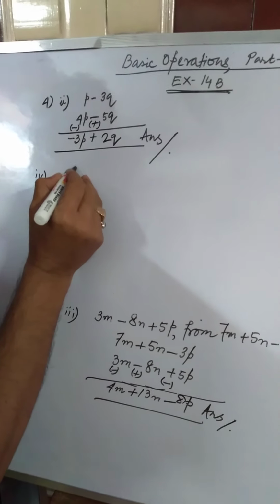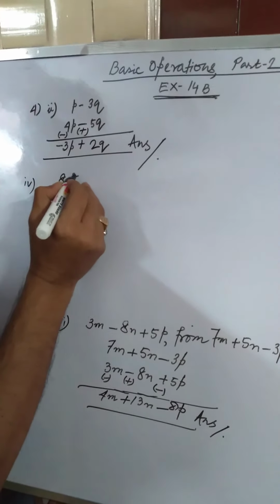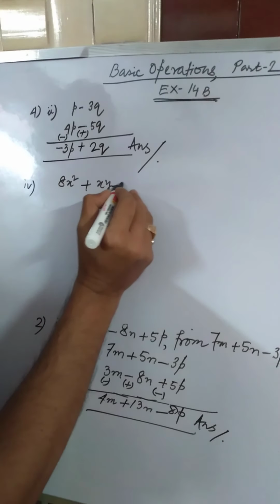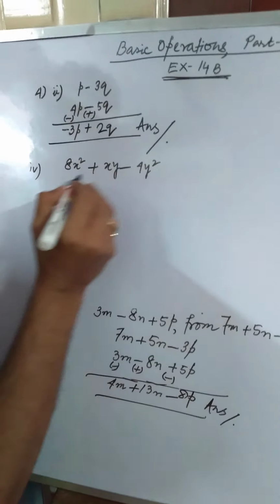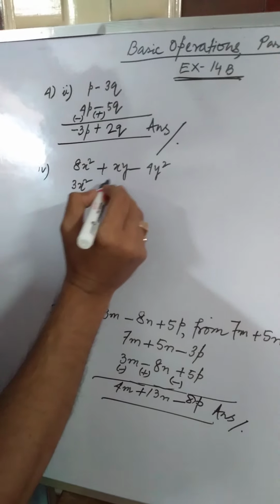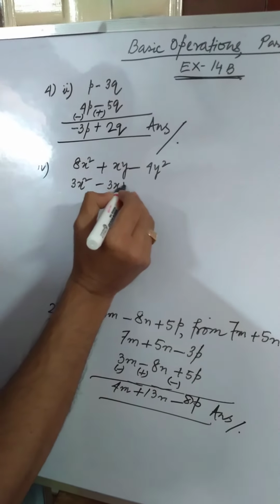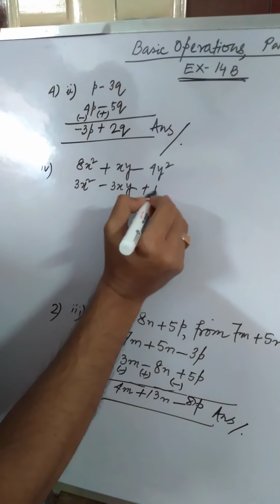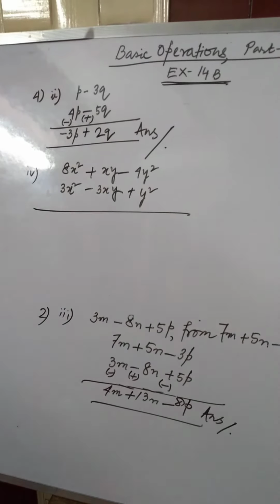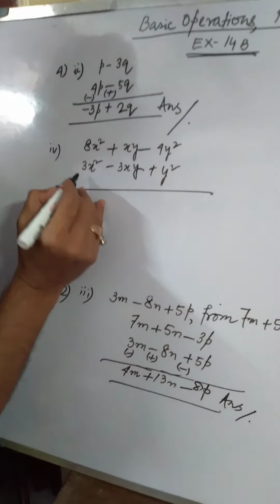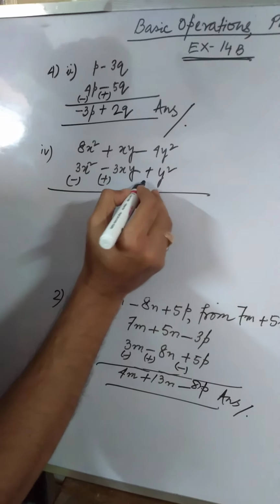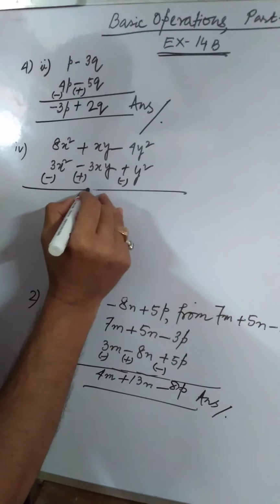4, Roman 4. 8x square plus xy minus 4y square, 3x square minus 3xy plus y square. So as usual, change the sign. Here negative, minus sign is there, so positive, plus is there, so negative sign.